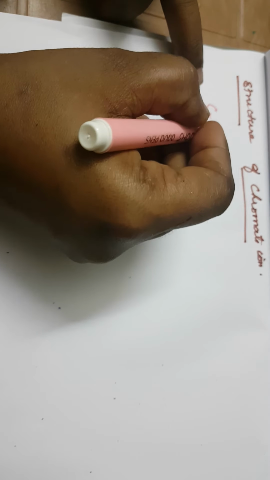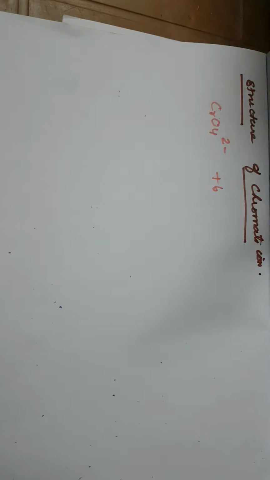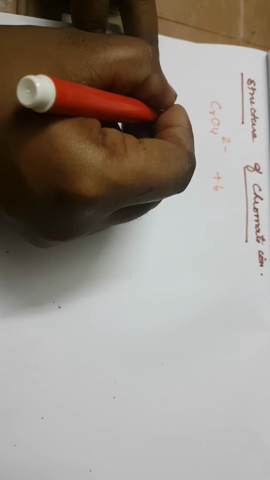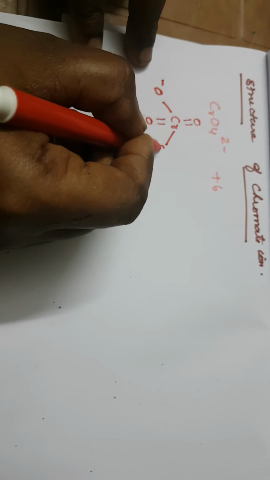Structure of chromate ion. First one is, what is the structure? CrO4 2 minus. So the oxidation state is +6, we already know that. How to draw the structure? Chromium, here oxygen, here oxygen. So two oxygens are over. So the next one is oxygen with a minus charge.